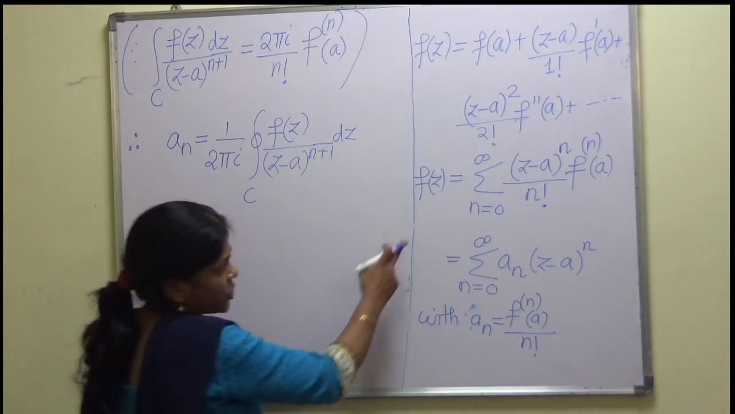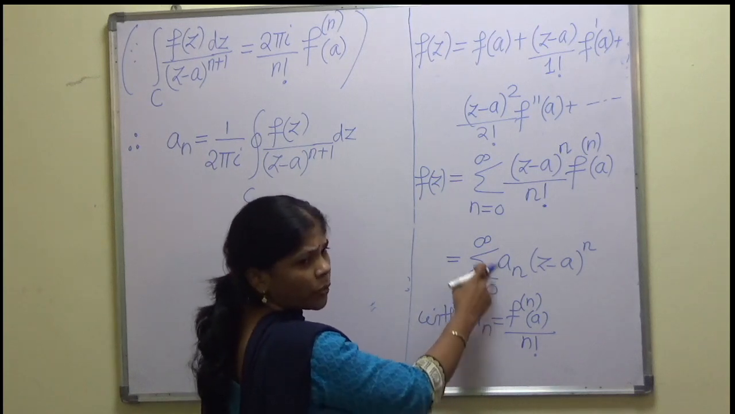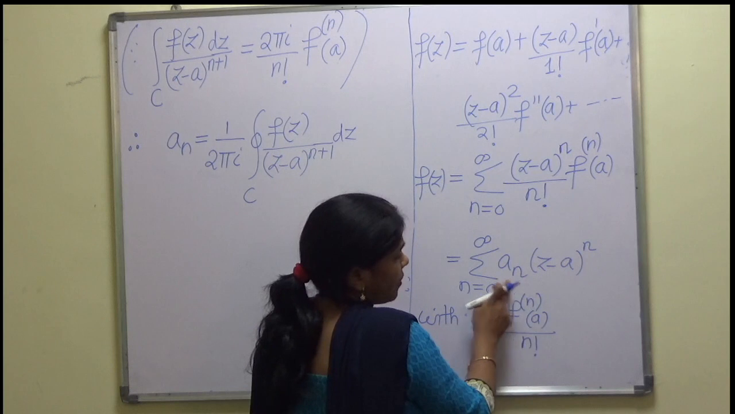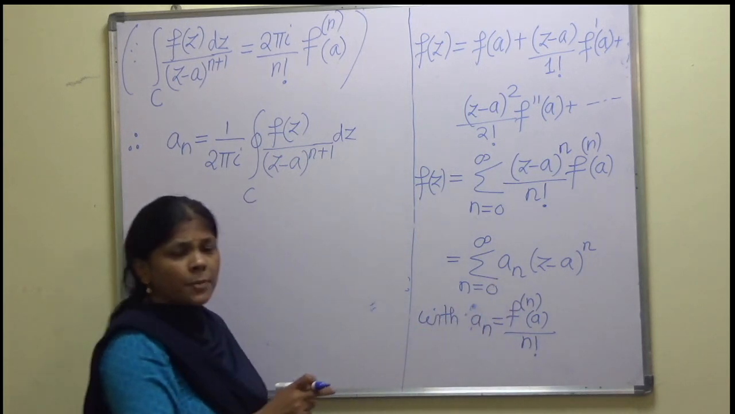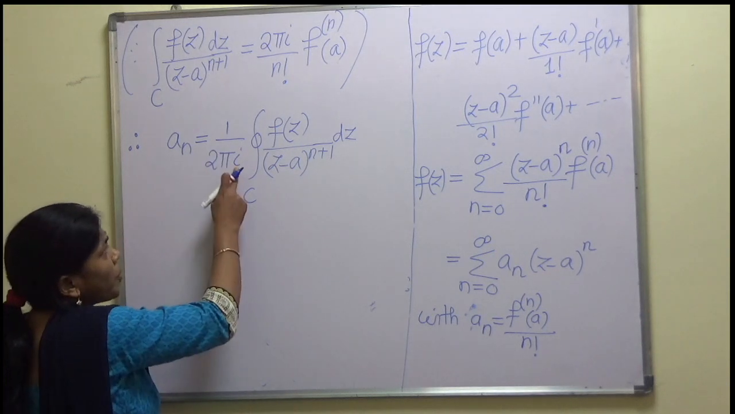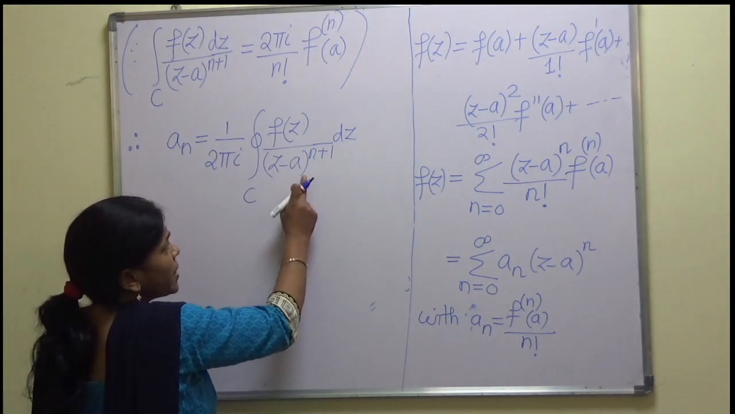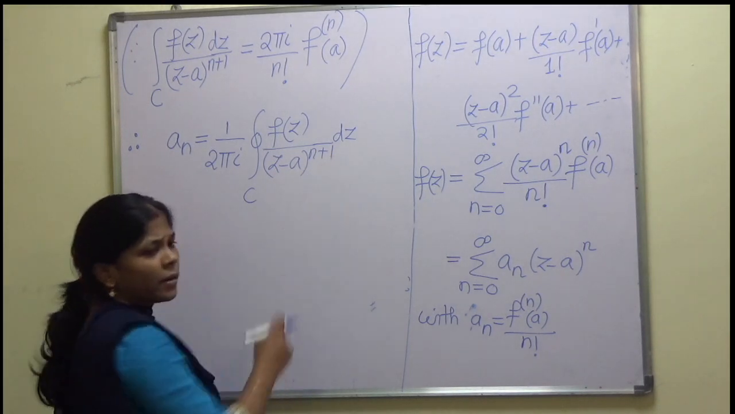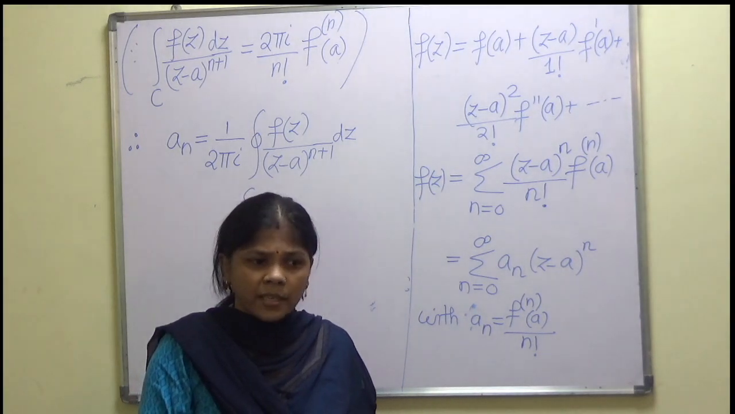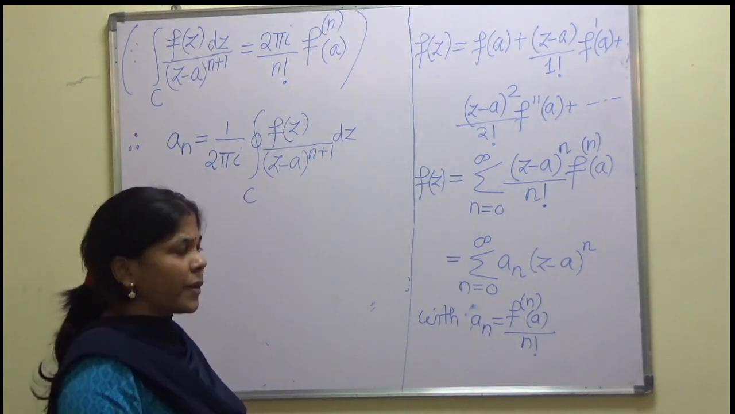So I hope this expansion is clear to you. f(z) is the summation from n equal to 0 to infinity of a_n into (z minus a) raised to n, where this coefficient a_n, as per the Cauchy integral formula, is given by 1 upon 2 pi i times the integration over C of f(z) upon (z minus a) raised to n plus 1 dz. So in this way we get the desired results. I hope this expansion is clear to you all.